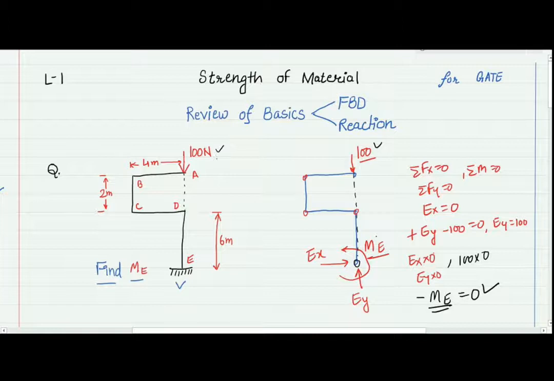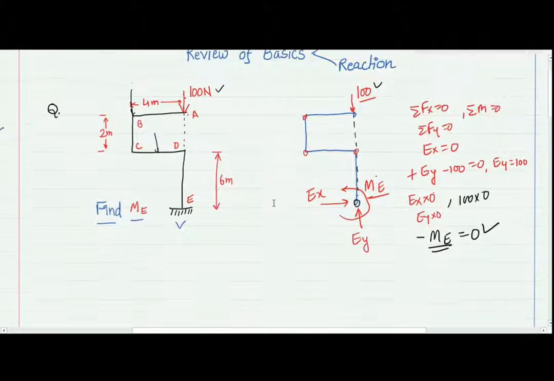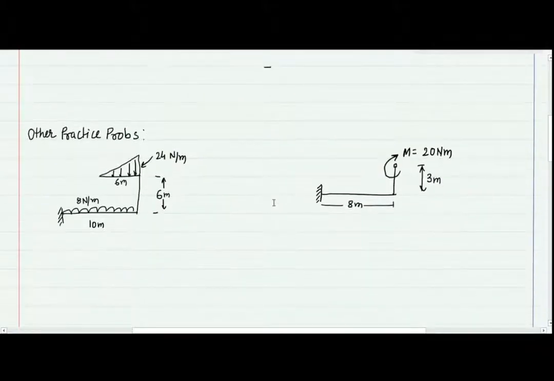And why so? Because the line of action is passing through this point. Instead of point A, if 100 would have been passing through B or somewhere here, there would definitely be a moment, but I am not solving that problem right now. So this was your first problem. Let's see the next problem. Here I am showing two problems.